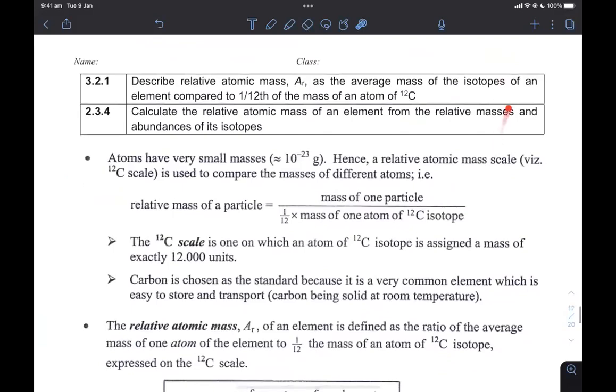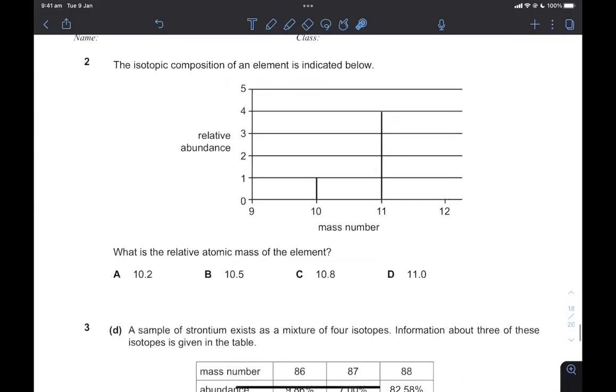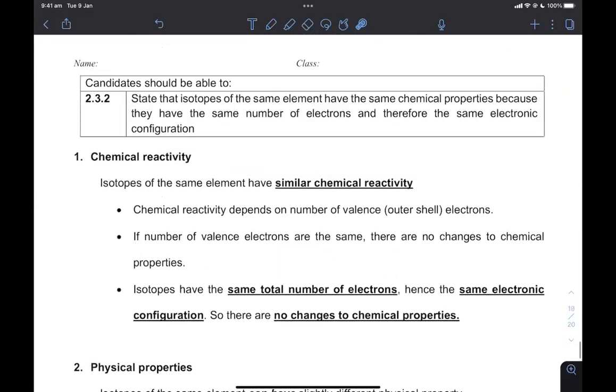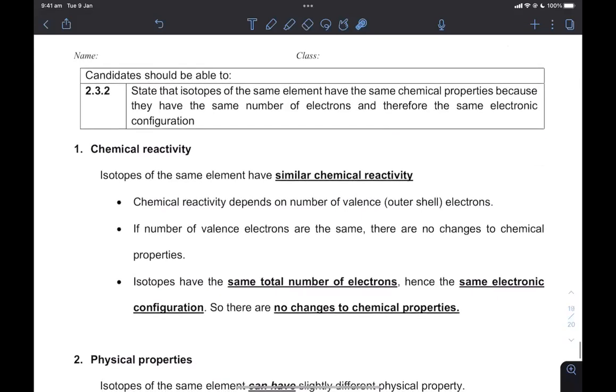Now I'm going to skip this calculation bit in the syllabus first. I'm going to go straight to the very last section of this topic. Since you already done isotopes, this is page number 13 in your notes, page number 13.